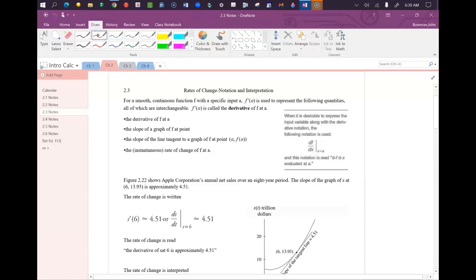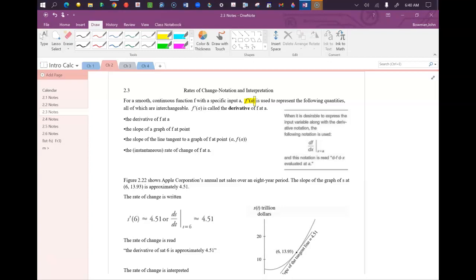Bowman, and in this lesson we are going to talk more about rates of change, notation, interpretations, and then we'll finish up with some applications of that. So yesterday, or last time we met, we talked about the rate of change being the slope of a function at a specific point. We talked about the notation f prime of a being the slope of function f at the input value or x value of a.